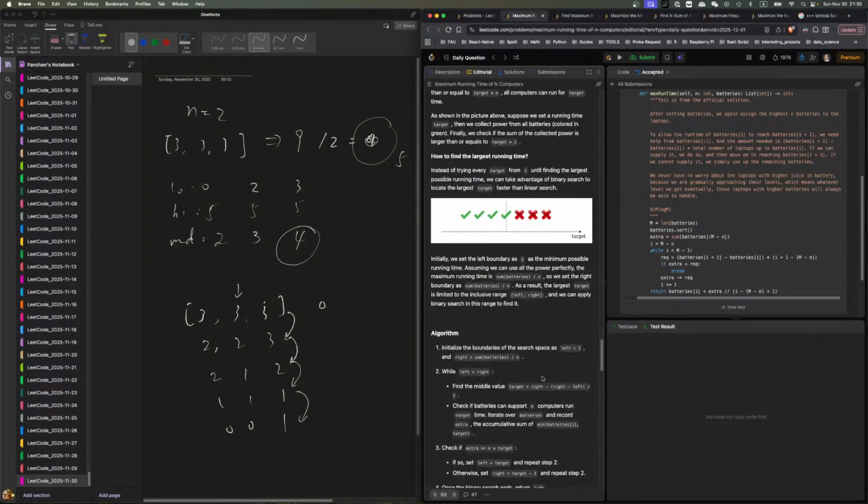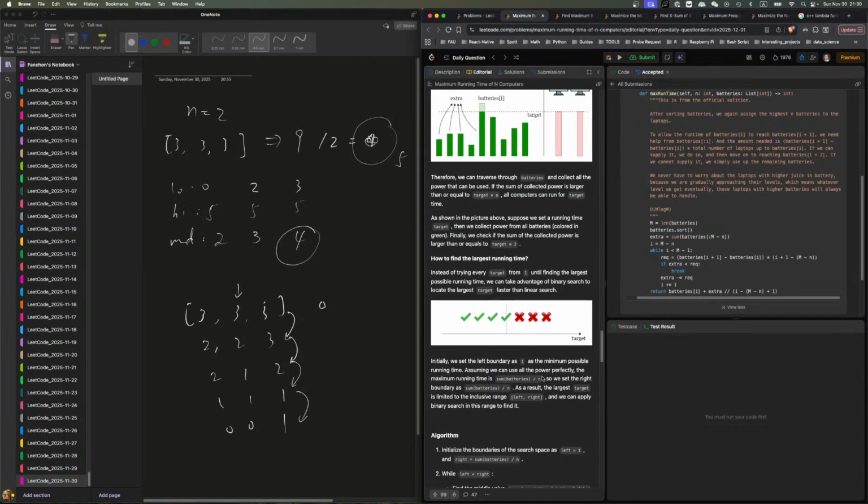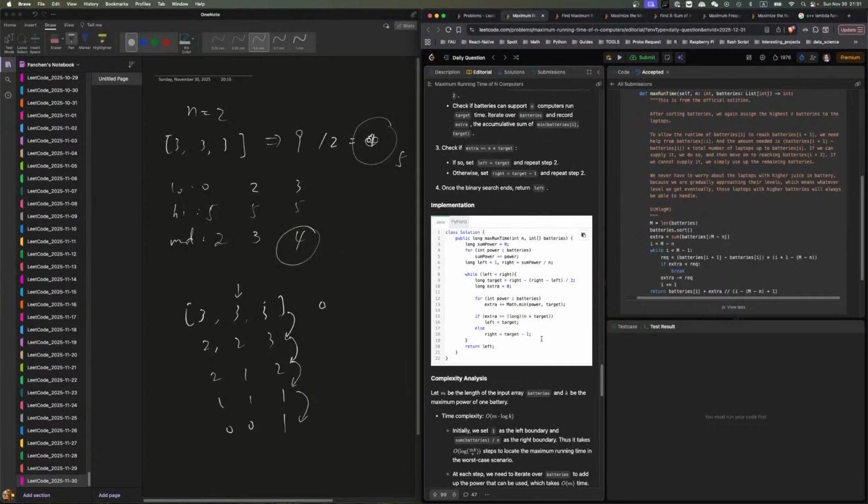Yeah, this is the binary search. It's using the prefix sum. Oh, really? So the sum power, we have left and right. Target, extra. I haven't even sorted this. So yeah, this is our target.